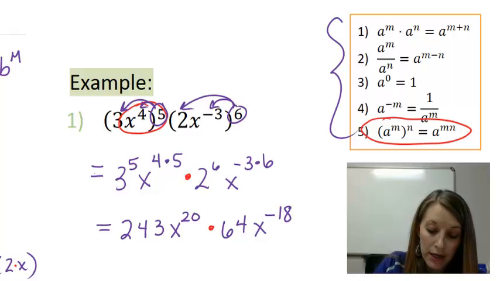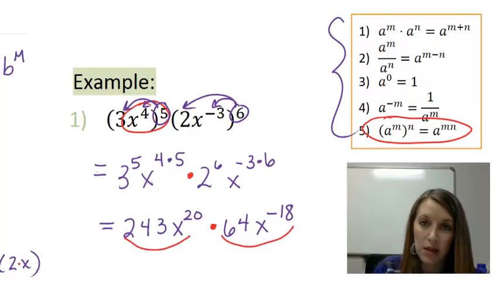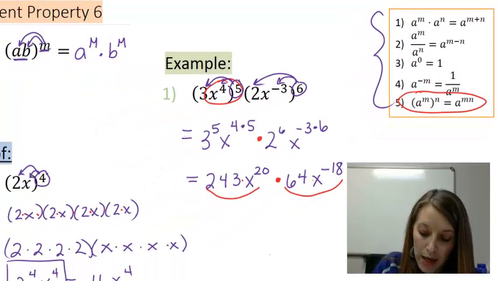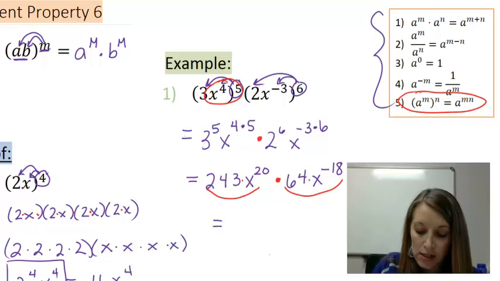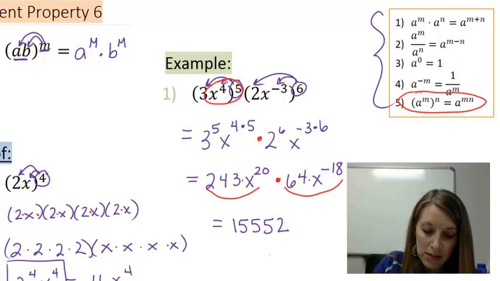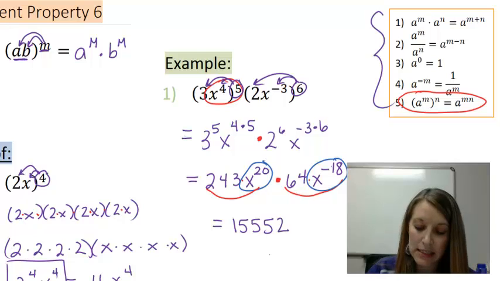Well, now I need to do this multiplication. So I need to take this times this. Well, I can rearrange this, so I'm going to multiply like pieces. So first I take 243 times 64. And that gives me a big number, 15,552. And next, I have x to the 20th times x to the negative 18th.